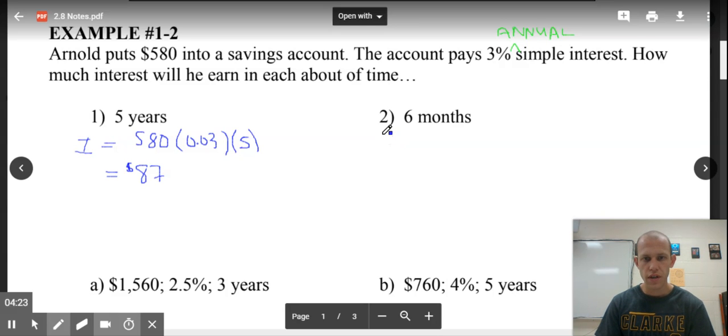Here we have another one. So to calculate simple interest, we're going to take our principal. We're going to multiply it by our simple interest rate.